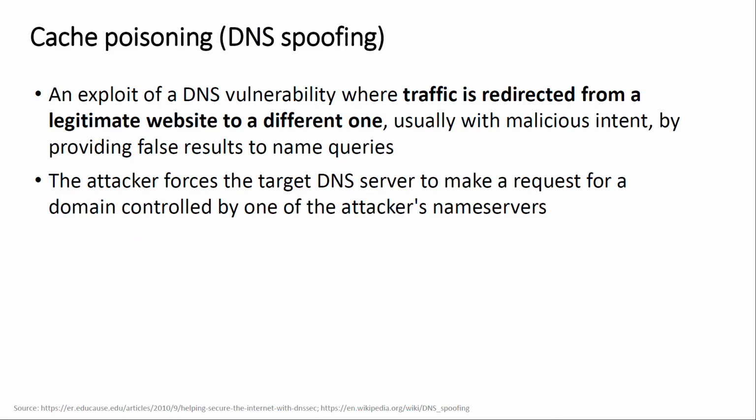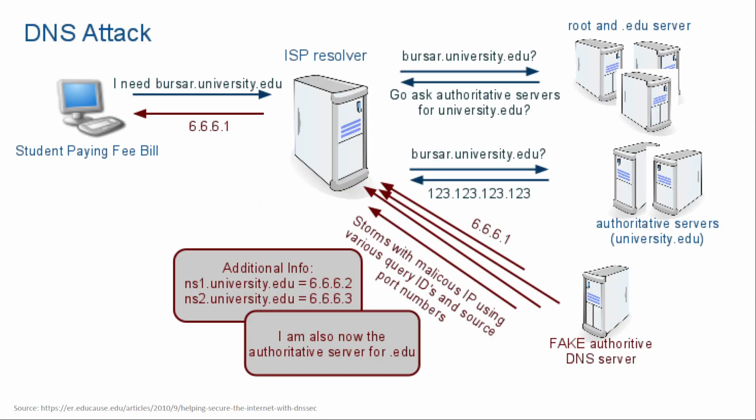This is an exploit of a DNS vulnerability where traffic is redirected from a legitimate website to a different one, usually with malicious intent, by providing false results to named queries. The attacker forces the target DNS server to make a request for a domain controlled by one of the attacker's name servers. So the idea is as follows.